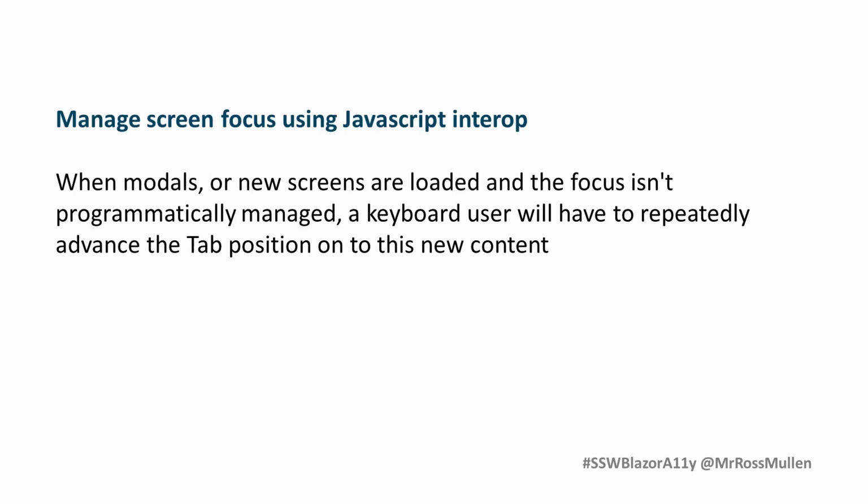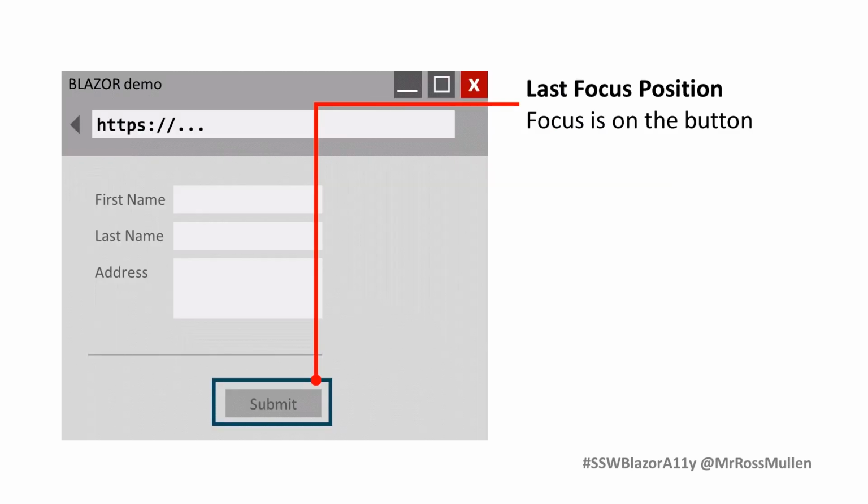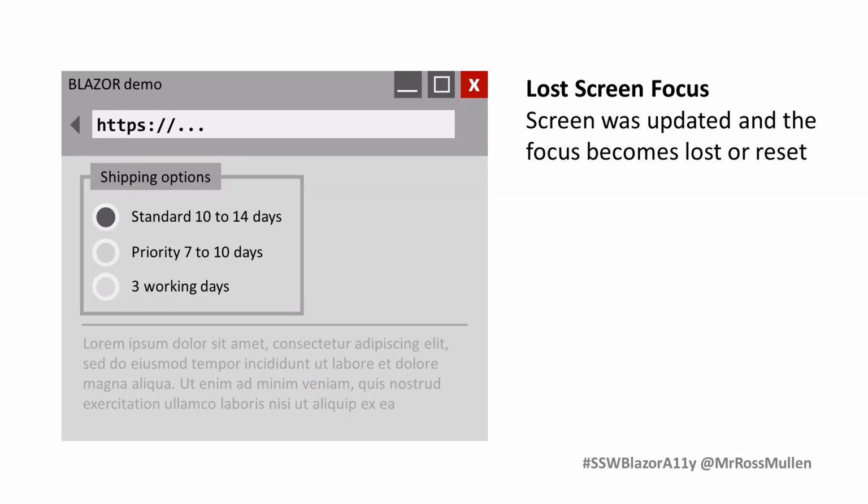Managing focus is crucial to making it easier for keyboard users to navigate around the screen. When modals or new screens are loaded and the focus isn't programmatically managed to move to the new content, a keyboard user will have to repeatedly advance the tab position onto this new content. It's an annoyance for simple screens, but if there's a screen with many controls or a menu with numerous links, that small tab sequence can increase to be in excess of 20 or 30 times the user has to press the tab key to advance focus.